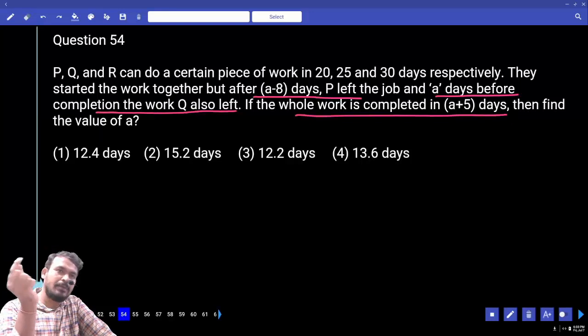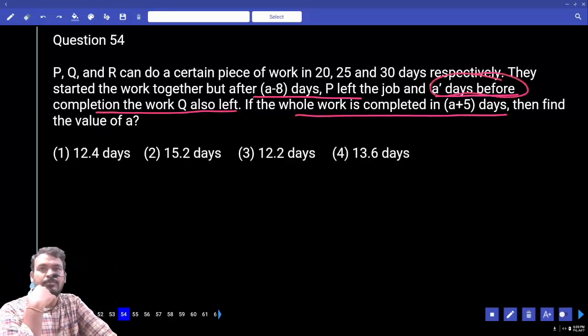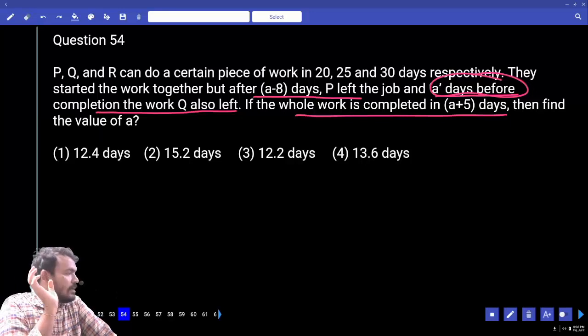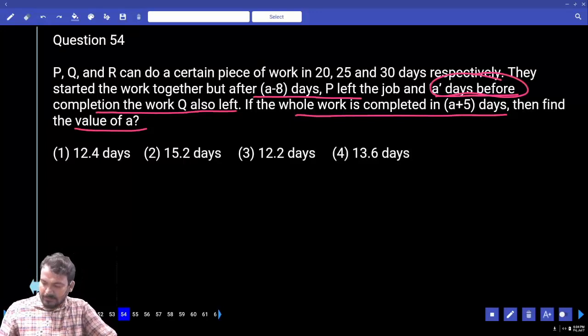But the second person, compared to the third one, how many days before left? A days before. So the second person compared to the third person works A days lesser. How many days does the third one work? A plus 5. The second person compared to the third one works A days less. Next, what is the question here? Find the value of A. First of all, what is the LCM of 20, 25 and 30? 150.